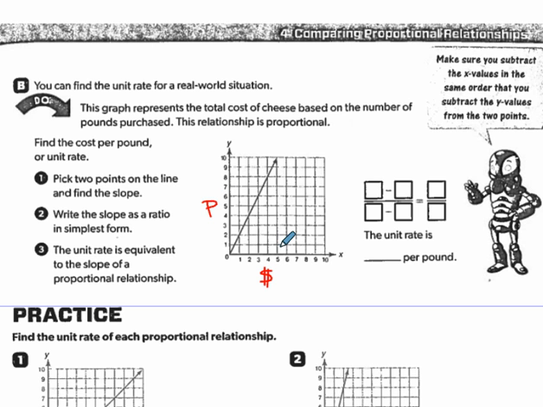Why don't you flip your paper over? We can look at the next side. This is another example for us. This is actually talking about the cost per pound. So we have the cost down here, and then we have the pounds here. So let's see if we can find this unit rate.